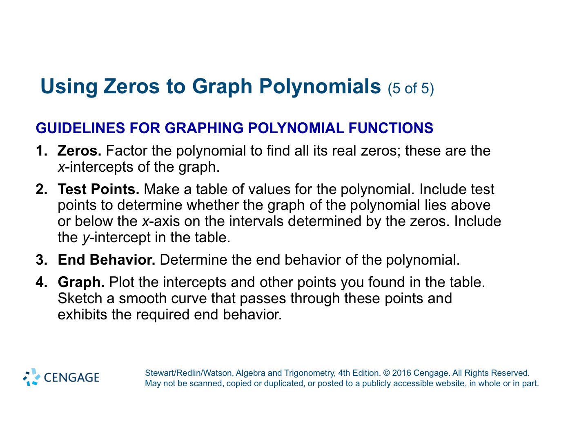So here are the guidelines for graphing a polynomial function. You find the zeros, which are the factors of the polynomial, to find all its real zeros. These are the x-intercepts of the graph. Then you can make a table of values. Include test points to determine whether the graph of the polynomial lies above or below the x-axis on the intervals determined by the zeros. Include the y-intercept in the table.